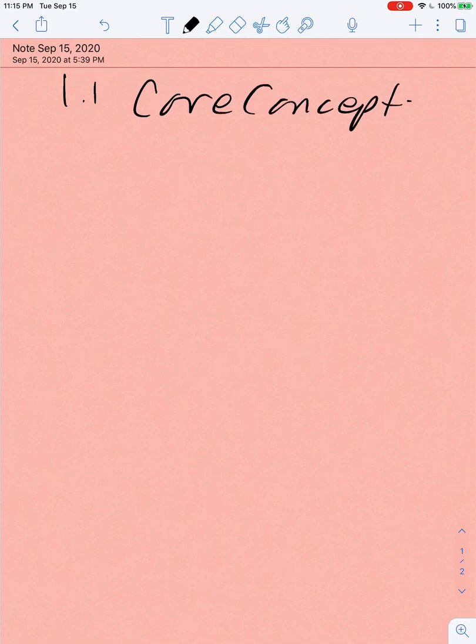Okay, guys, so I'm actually going to go through 1.1. I'm going to do core concepts, and I should probably try to write neater than this. Sorry. In core concepts, I'm just going to give you the gist of what this section is about, and then I'm going to use the packet and make another notes video for that where you can practice what you're seeing on here.